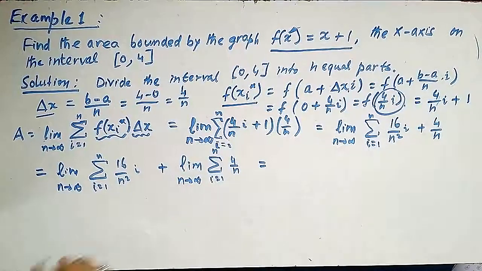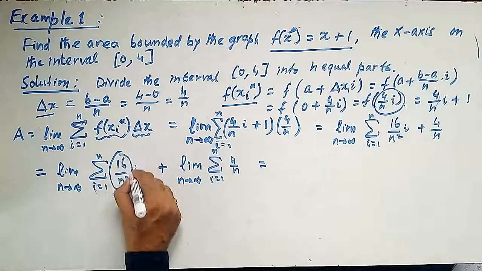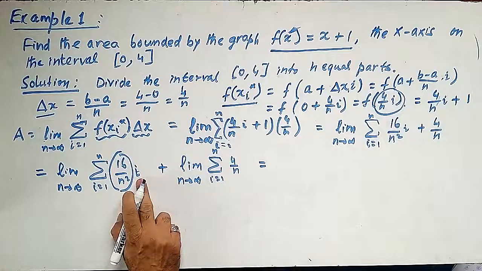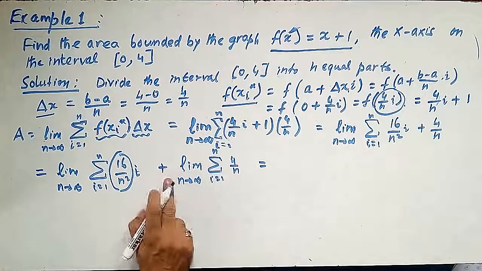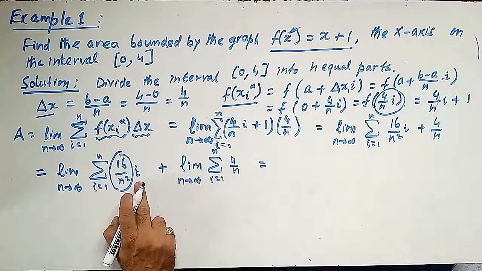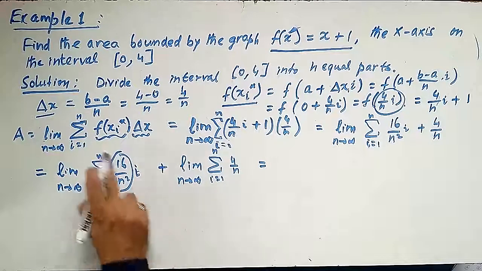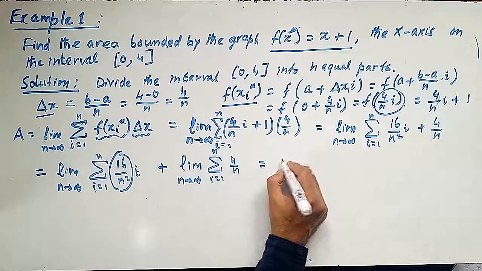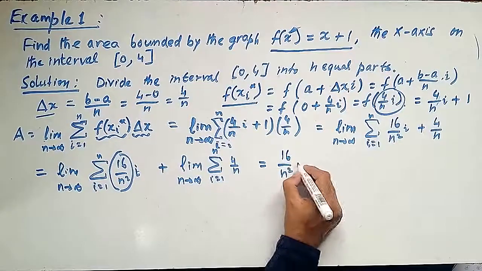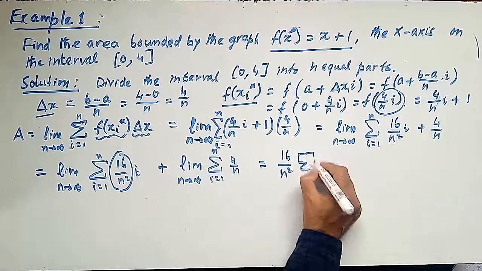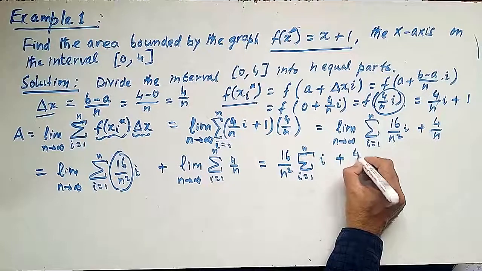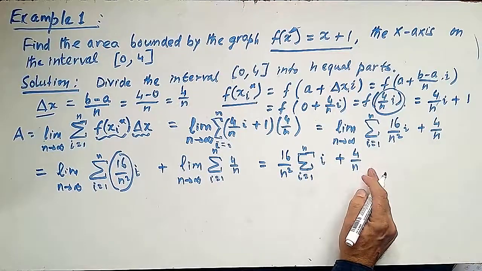Okay, now this is a constant part. i is the variable part because i is changing, and we already know from rule number 2. Now rule number 4 says summation of i equal to 1 to n of i is n into n plus 1 by 2. So let's do it. This becomes 16 by n squared into summation of i equal to 1 to n of i, and plus 4 by n, this is the summation of the constant.